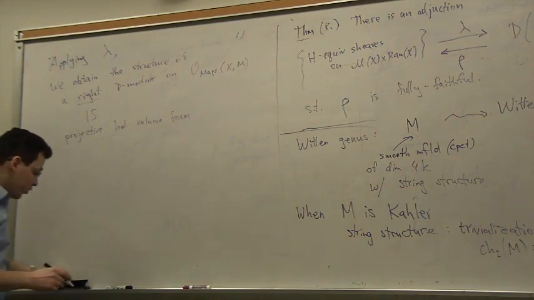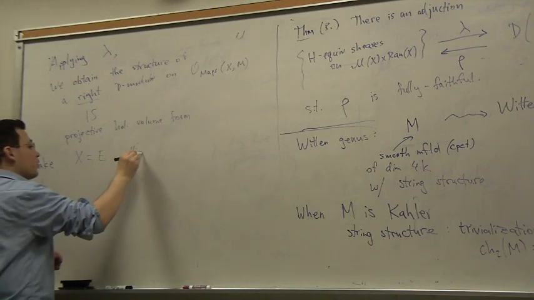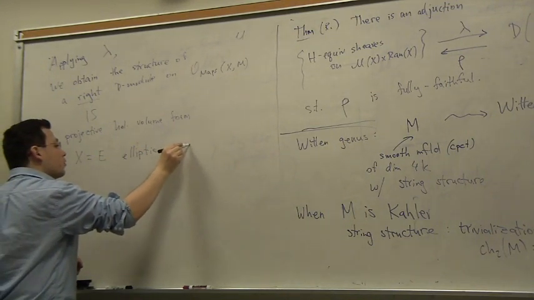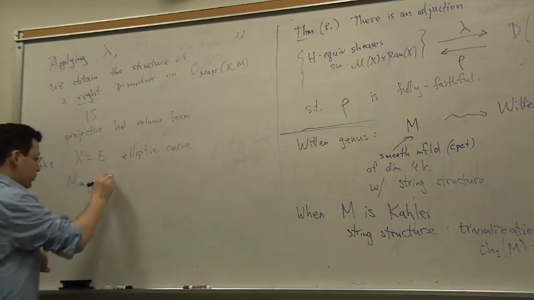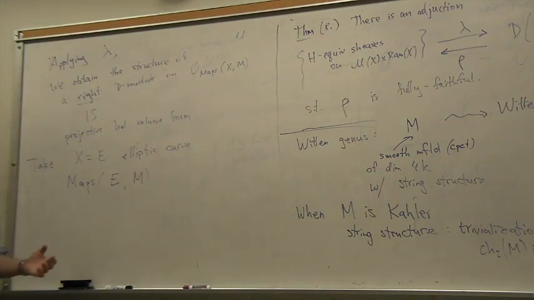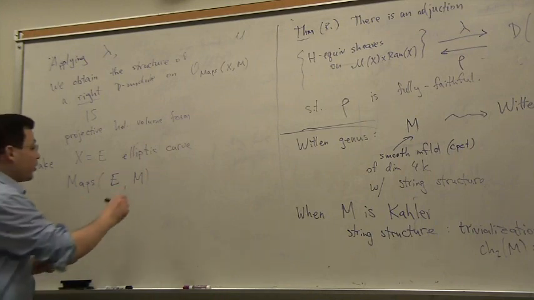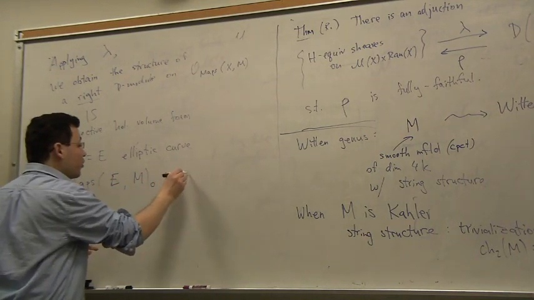Okay, great. So now take X to be E, an elliptic curve. And then again, we're going to consider maps from E into the target. So in physics language, this is like a sigma model, some kind of a holomorphic sigma model. So rather than looking at the whole space, let's restrict to the... So this splits into a bunch of components given by degree. So this is the degree 0 component.